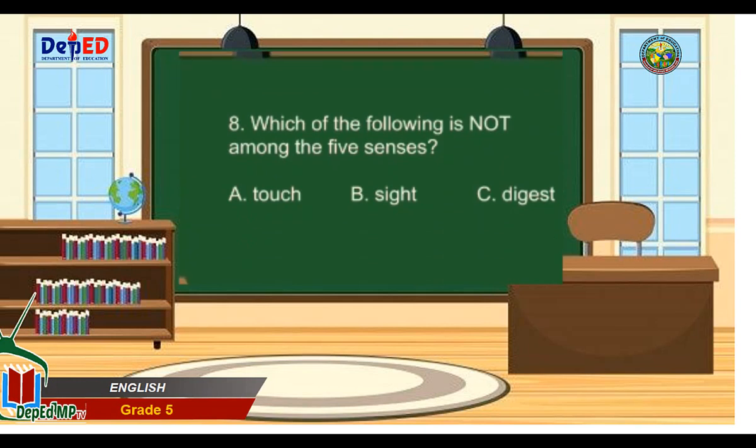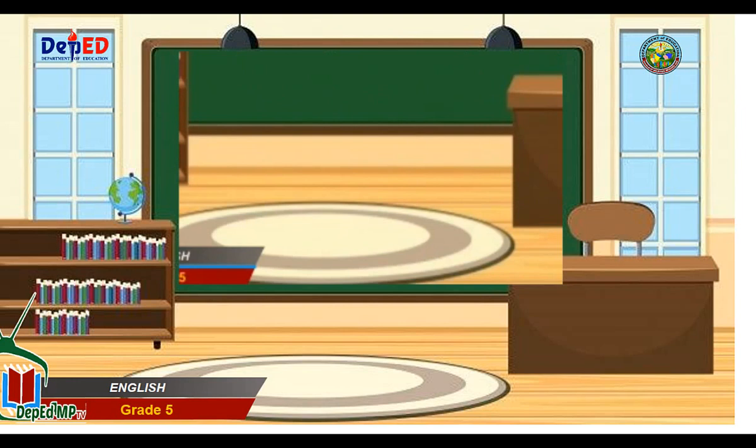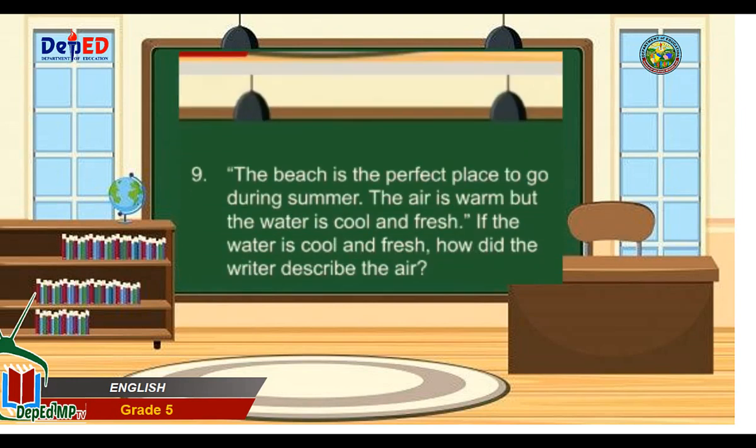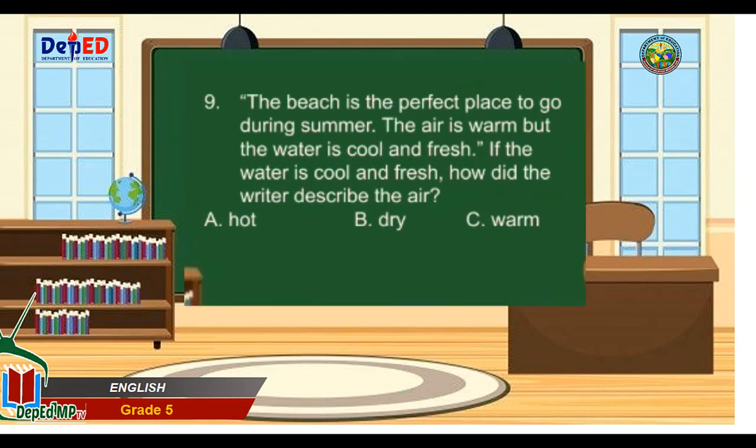Number 8. Which of the following is not among the 5 senses? A. Touch. B. Sight. C. Digest. Number 9. The beach is the perfect place to go during summer. The air is warm, but the water is cool and fresh. If the water is cool and fresh, how did the writer describe the air? A. Hot. B. Dry. C. Warm.